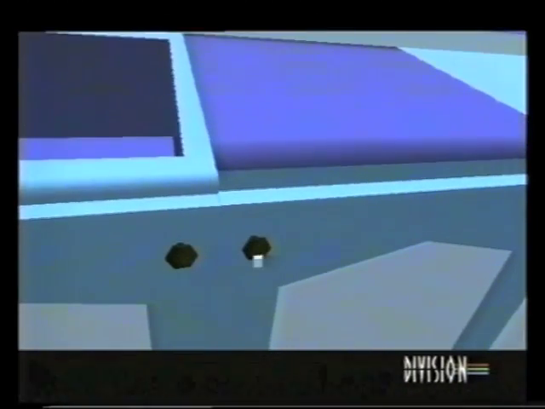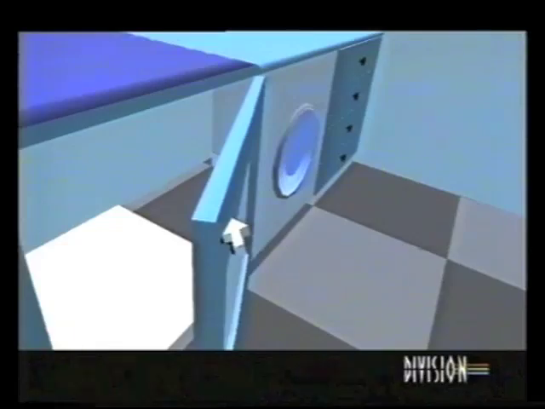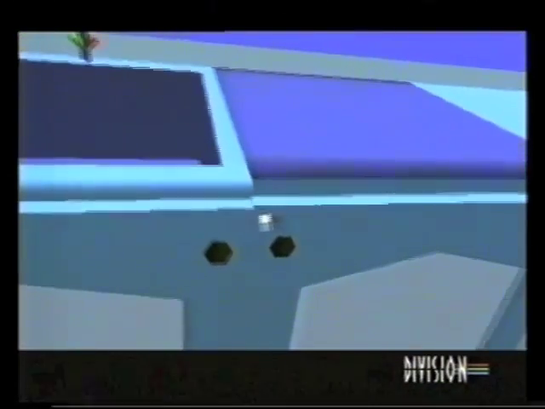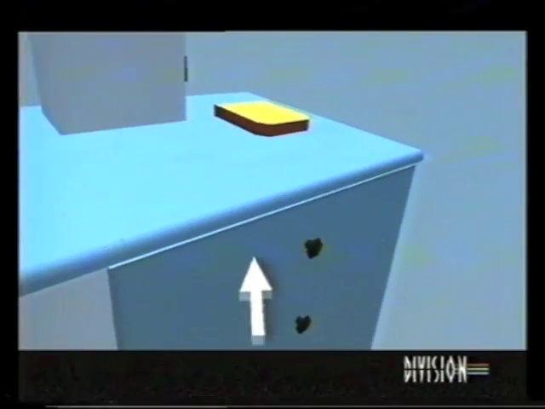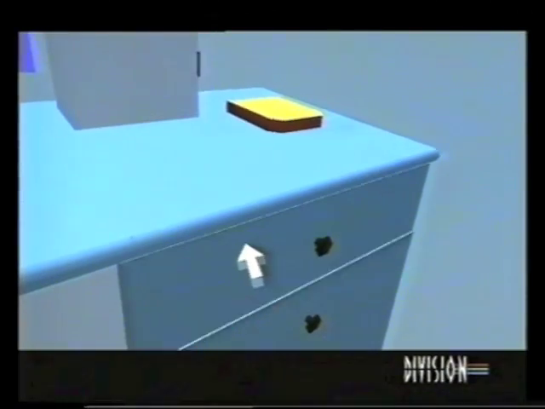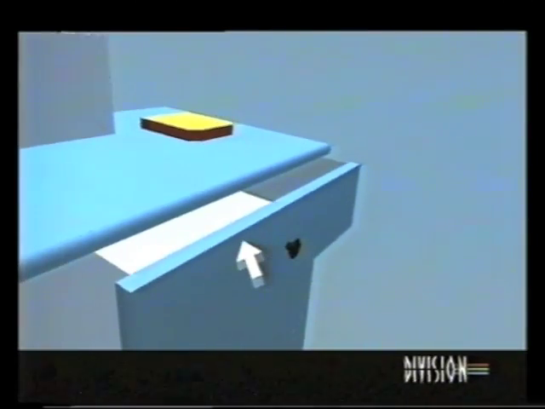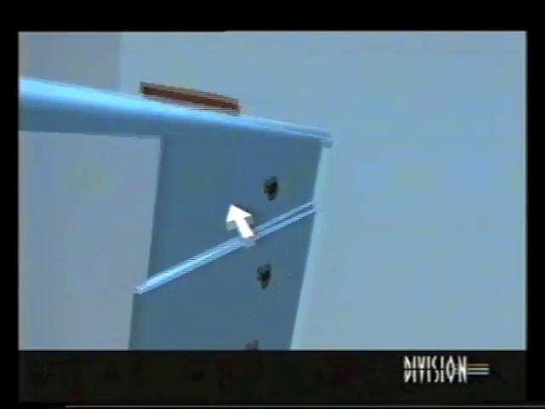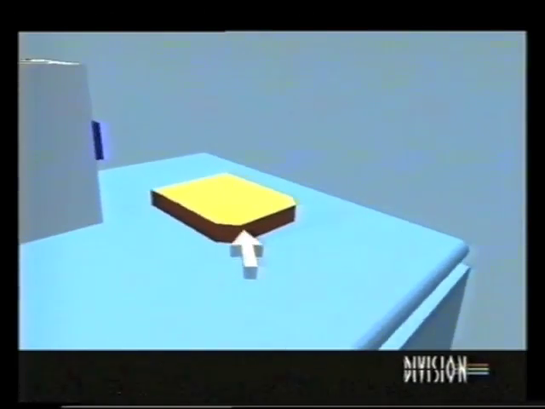Certain behavioral attributes have been assigned to specific objects. For example, the cupboard doors are constrained to rotate only about their hinges. The drawers will slide open only along their runners. This slice of toast, however, is completely unconstrained.